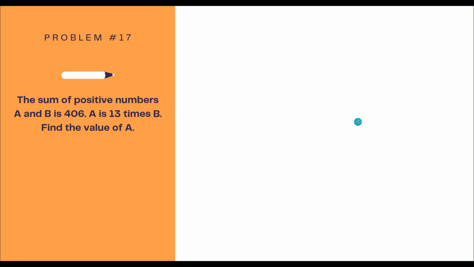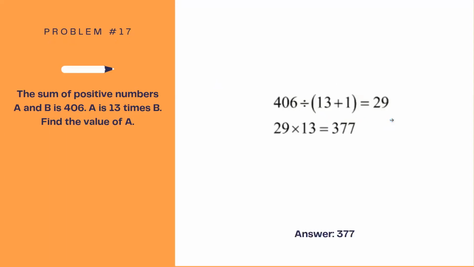Okay. So some of you answered 377. For the solution, we have 406 divided by 13 plus 1 is equal to 29. So 29 will be the value of B.